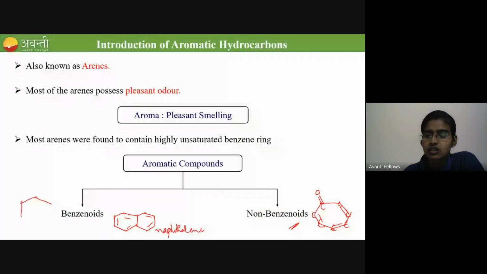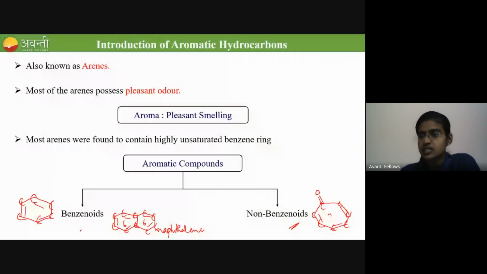Benzene is 6. This is naphthalene, which contains 2 benzene rings. Benzene contains only 1 ring, which contains 6 carbons. If 2 benzene rings are fused together, they will produce naphthalene. But both rings are 6-membered rings only, right? Here also it is a 6-membered ring, and here also 1, 2, 3, 4, 5, 6, 6 carbons made this ring also. So these two are 6-membered rings and this is a 7-membered. That's why this is benzenoid and this is non-benzenoid.